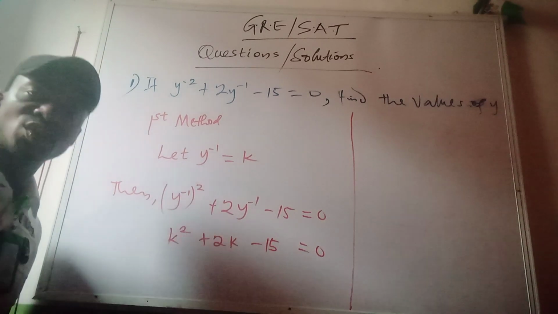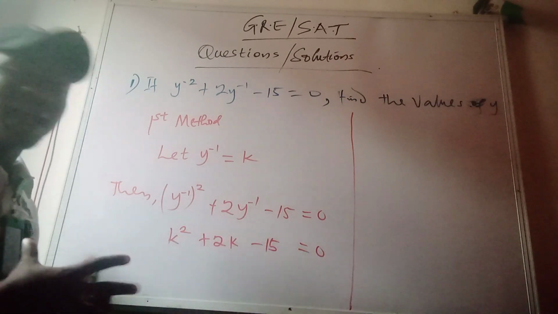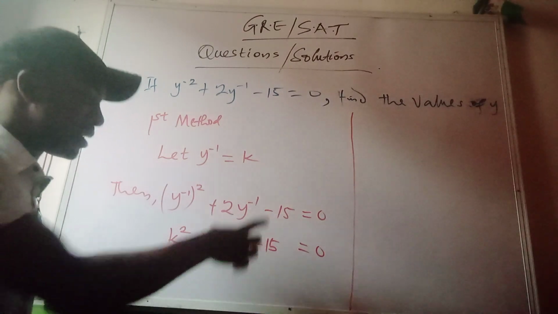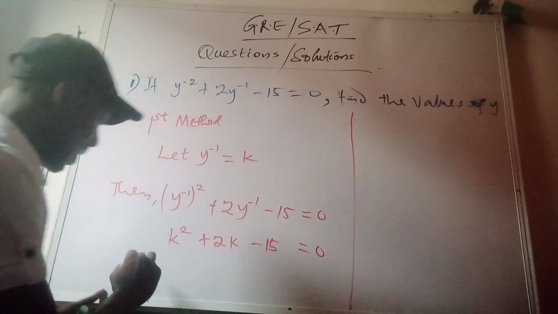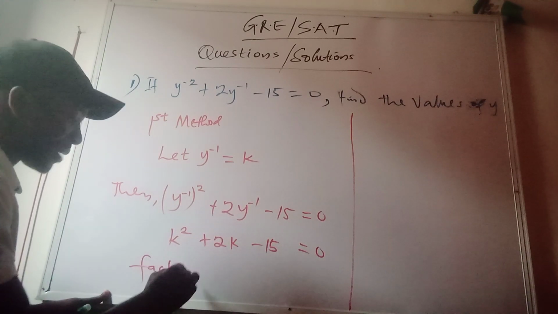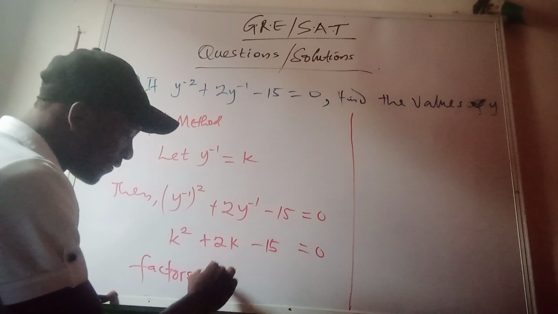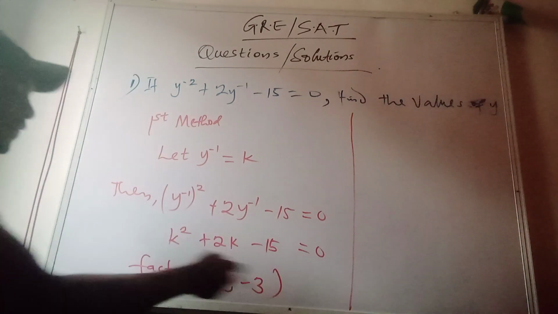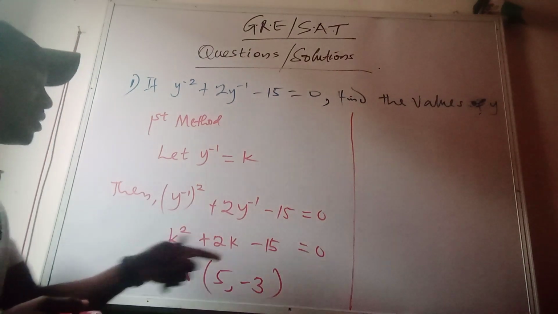I'm going to be looking for 2 factors that when I multiply together will give me minus 15, and when I add the two factors up, it will give me 2. Those factors will come from the factors of minus 15. Please watch and listen to the explanation again. The factors are 5 and minus 3. These two factors, if I add them together, give me 2. If I multiply them together, they give me minus 15.